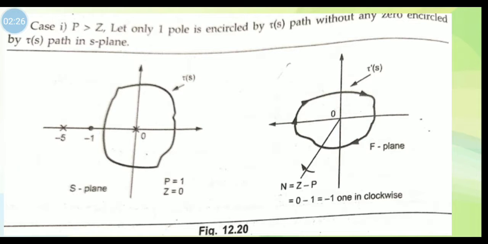Then you can see when a vector is drawn from this point, it will cross one point. So N is equal to Z minus P. So Z is 0, P is 1 inside. So it will be minus 1, 1 in clockwise, because the direction you can see is clockwise. Okay.